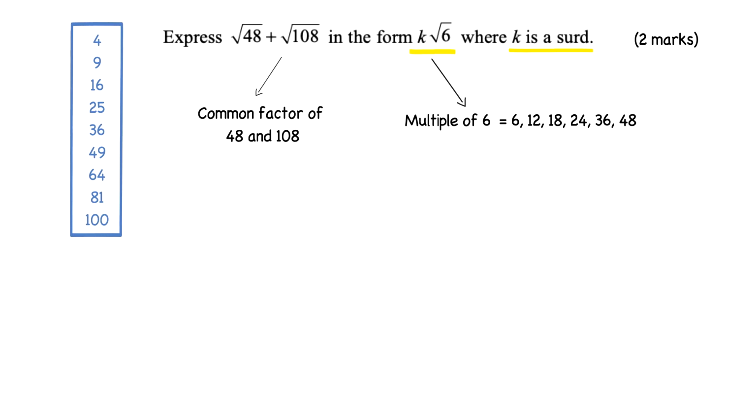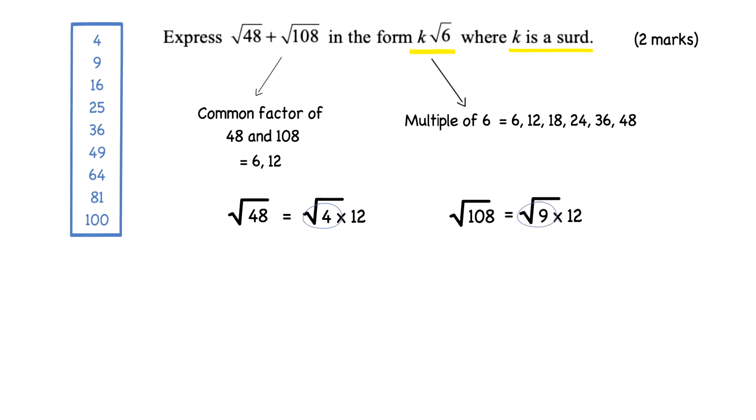We then have to look for a common factor of 48 and 108. There are two common factors of 48 and 108 that are also multiples of 6: 6 and 12. We want to use the highest common factor possible, so we're going to use 12. 48 can be split into the factors 4 and 12. And 108 can be split into the factors 9 and 12.